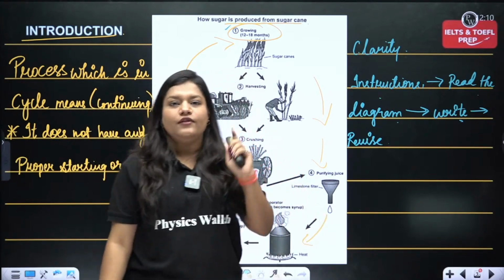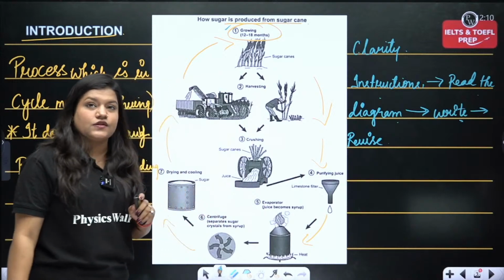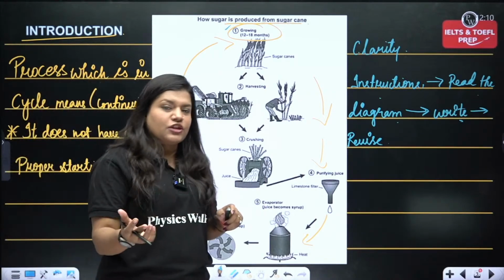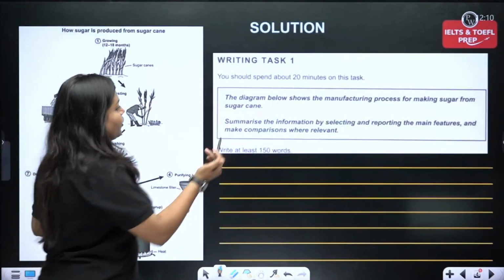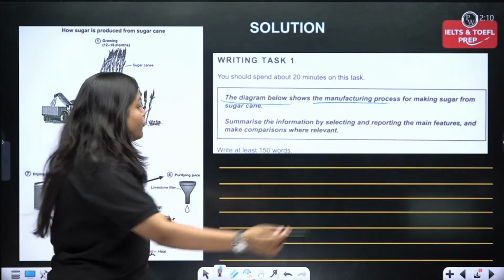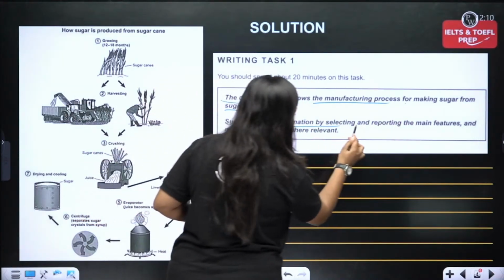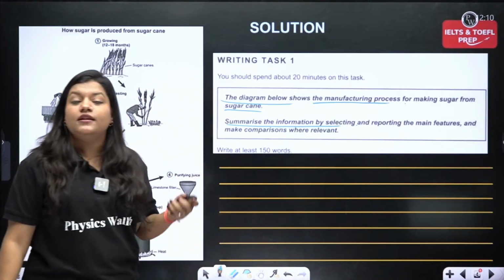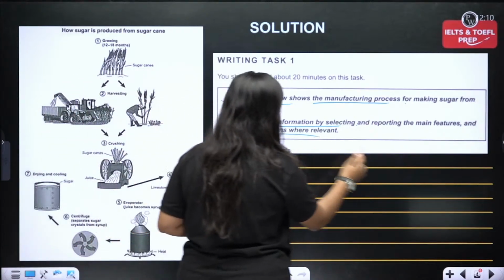First of all, we have done with the instructions. What is the instruction? You have to summarize the information. If you haven't had a look, just have a quick look. The diagram below shows the manufacturing process of making sugar from sugarcane. Summarize the information by selecting and reporting the main features and make comparisons where relevant.